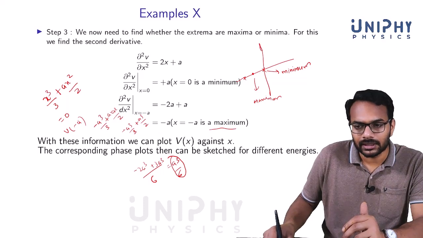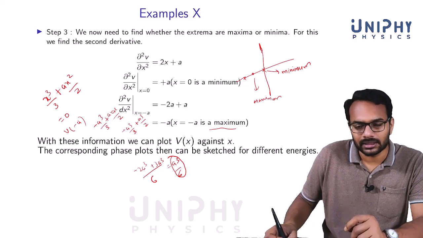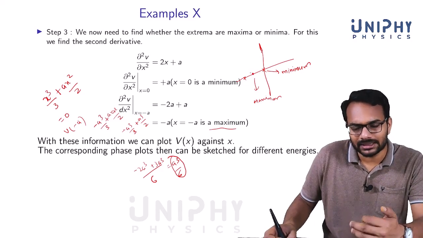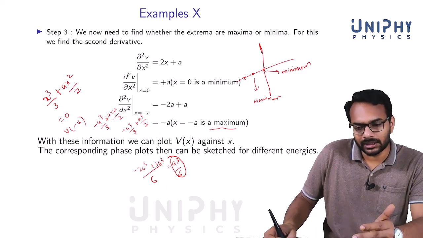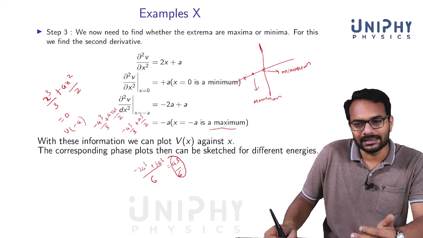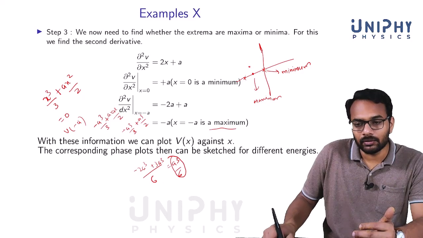If, let's say, a is 1, then a cubed by 6 is around 1 by 6. So that's not nice. We just need to get the qualitative behavior, all right? If you take a equal to 2, it becomes 8 by 6, which is just above 1. Okay, so now we have got the details.